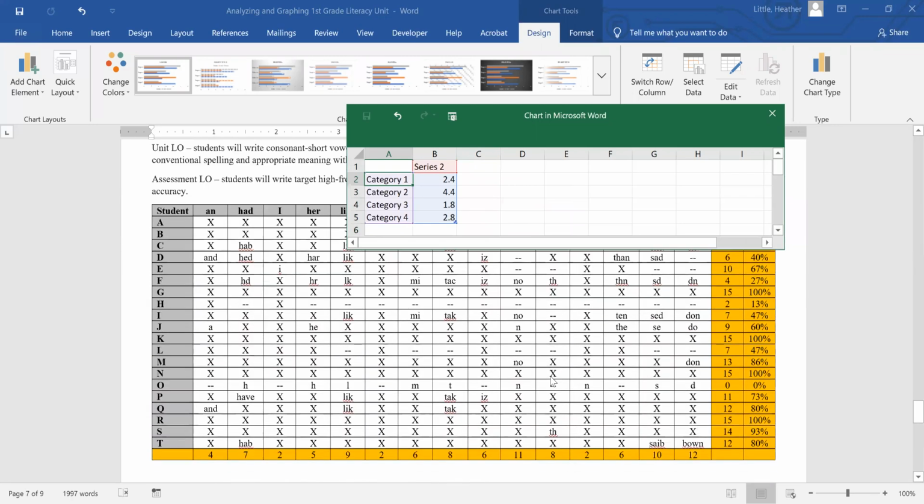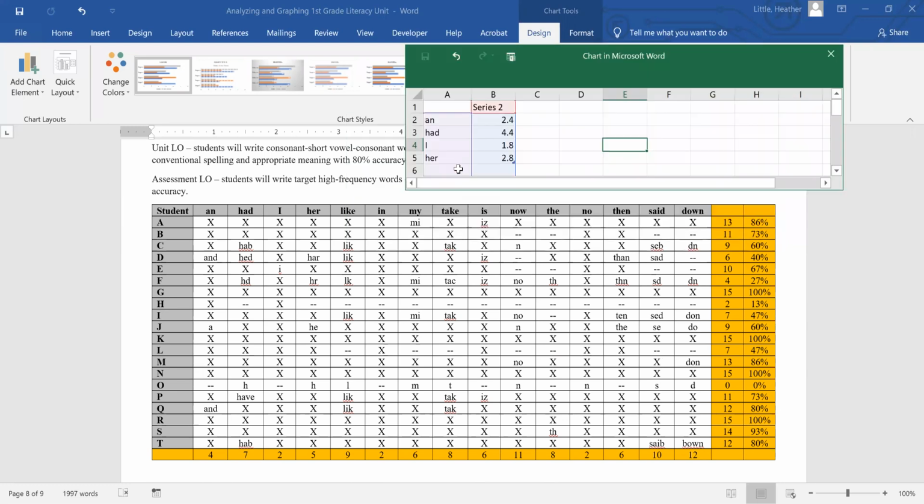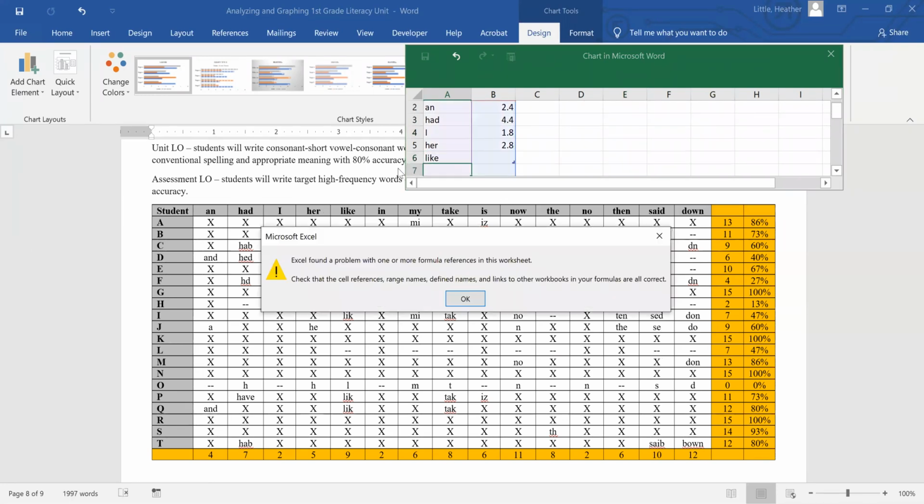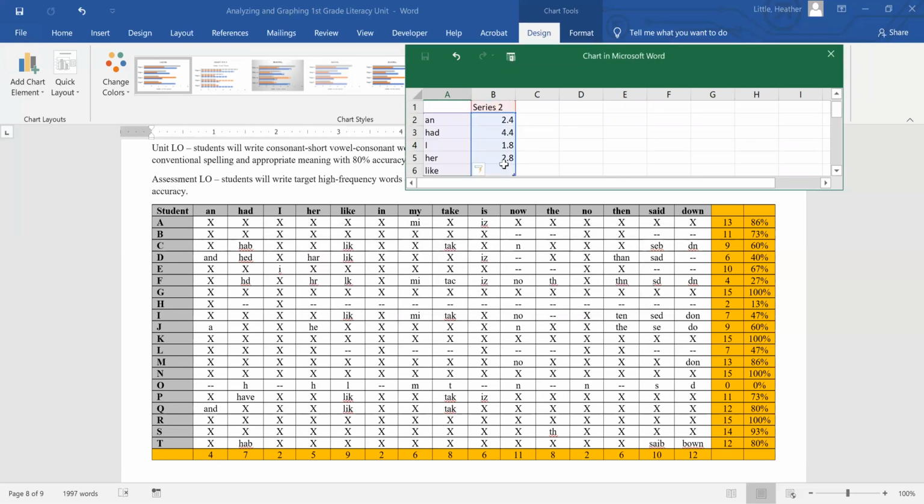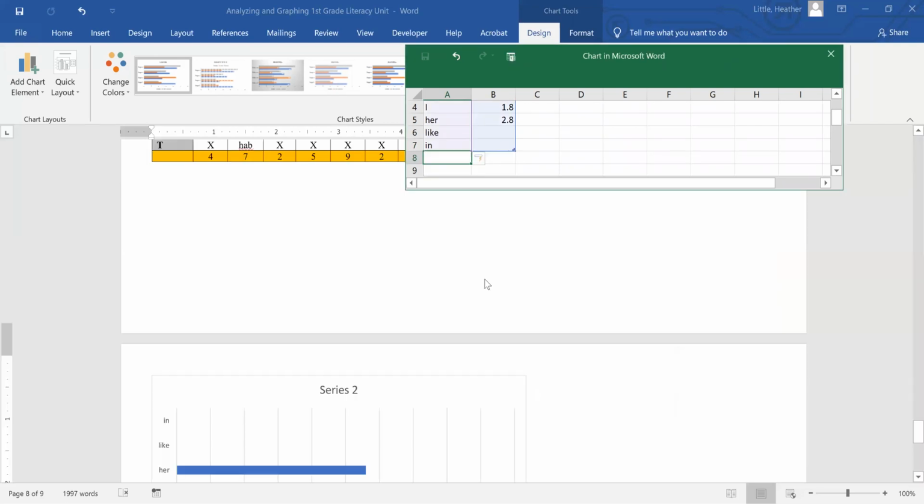So Anne, had, I, her. Let's extend down here. Had, I, her, move it so I can see things. Like, in, what is wrong in Denmark?